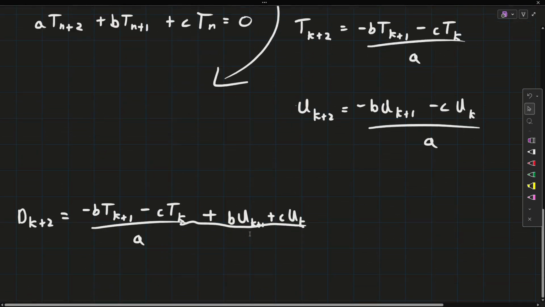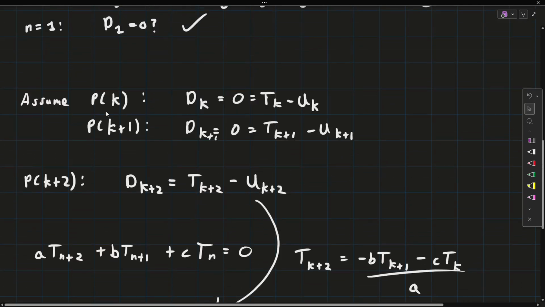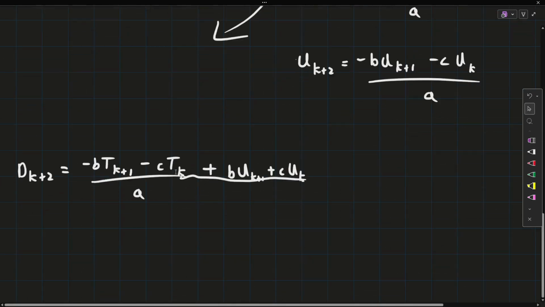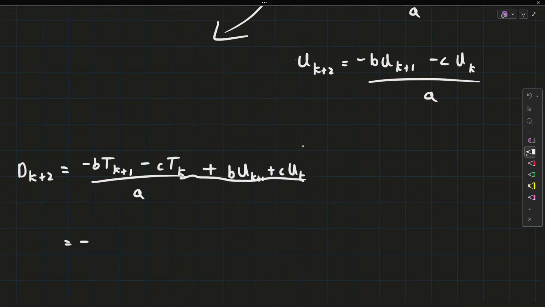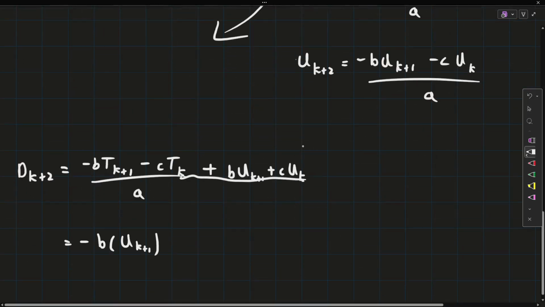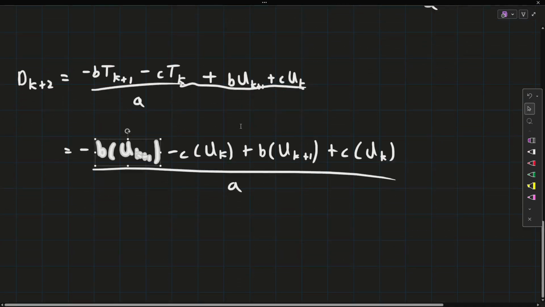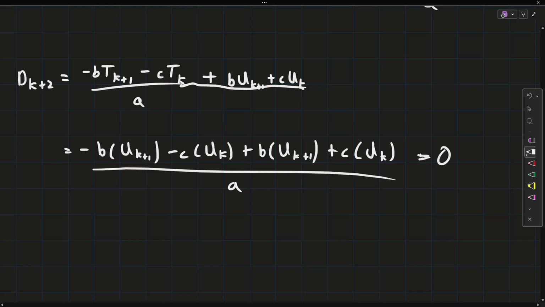And we can actually do that because it's quite nice. From up here, from our assumptions that p of k is true and p of k plus 1 is true, this means that u sub k is equal to t sub k, and t sub k plus 1 is equal to u sub k plus 1. So I can replace t sub k plus 1 with u sub k plus 1, so you have minus b times u sub k plus 1, and I can replace t sub k with u sub k, minus c times u sub k, plus b times u sub k plus 1, plus c times u sub k, all divided by a. And as you can see, this term cancels out with this term, and this term with this term, so it's equal to 0. So the difference between the two sequences is equal to 0 here as well.